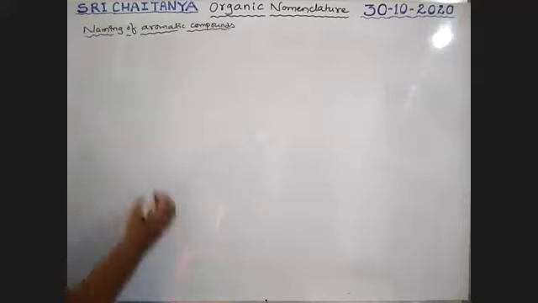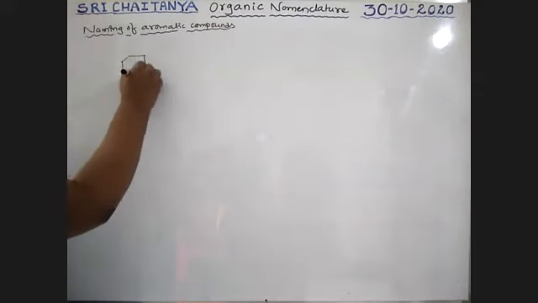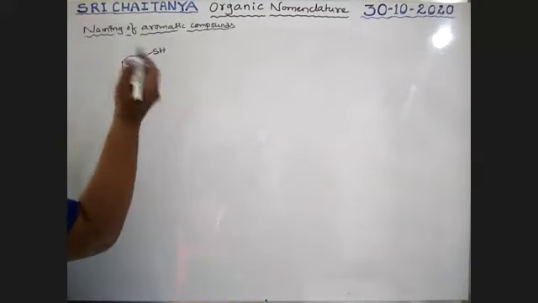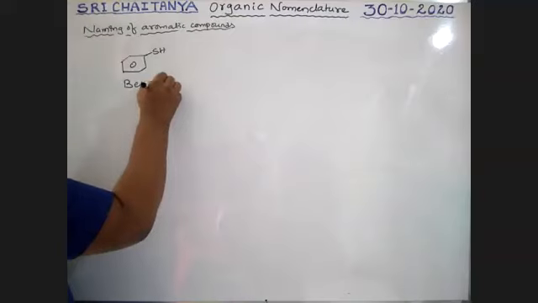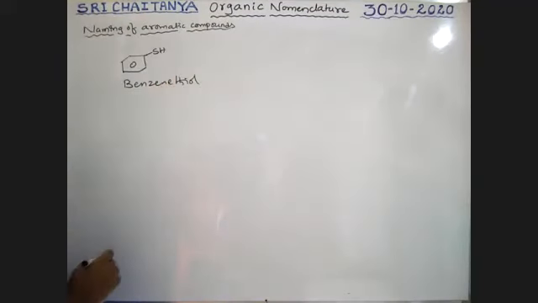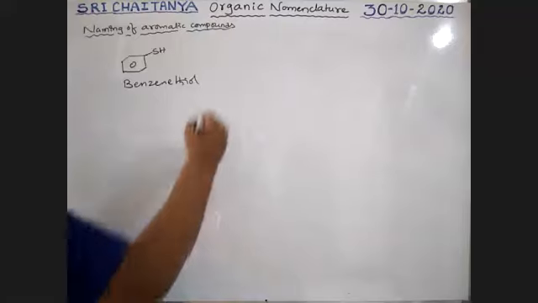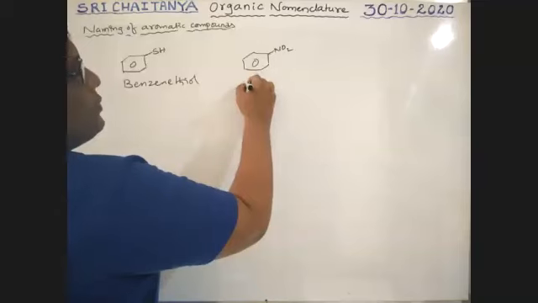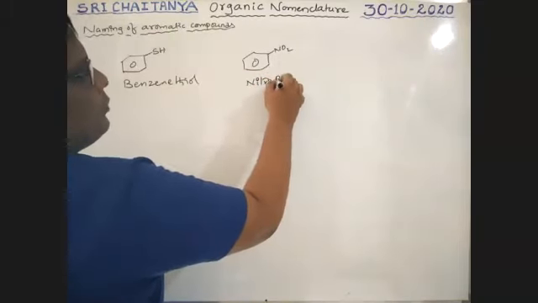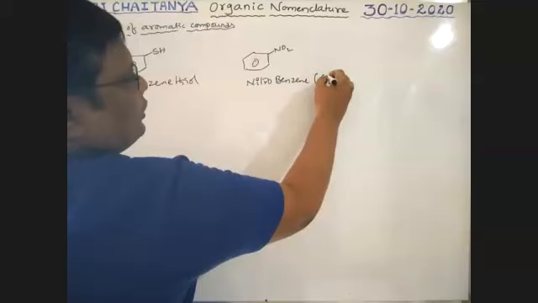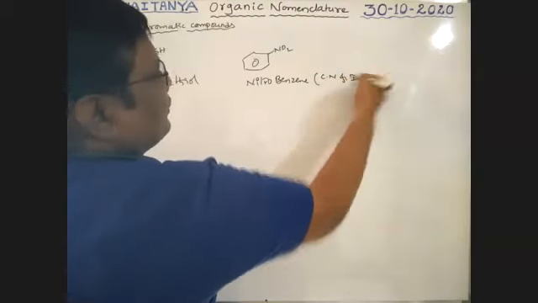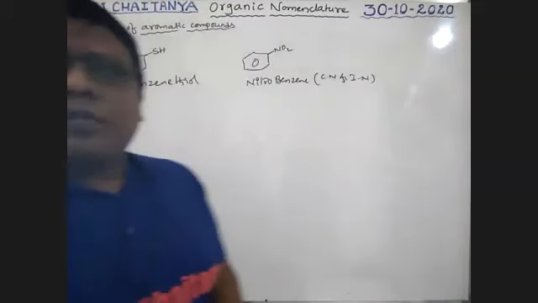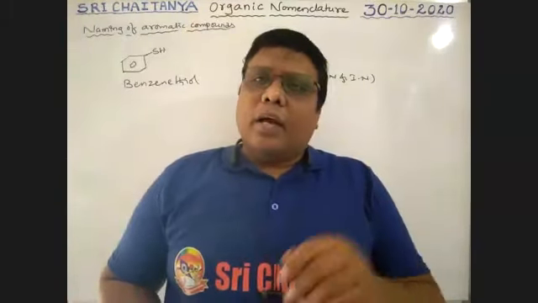Next one, when benzene is connected with SH, thioalcohol, boys. Therefore, common name and IUPAC name are both the same. Benzene thiol. When benzene is connected with the NO2 group, it is nitrobenzene. Both common name and IUPAC name are nitrobenzene, boys.